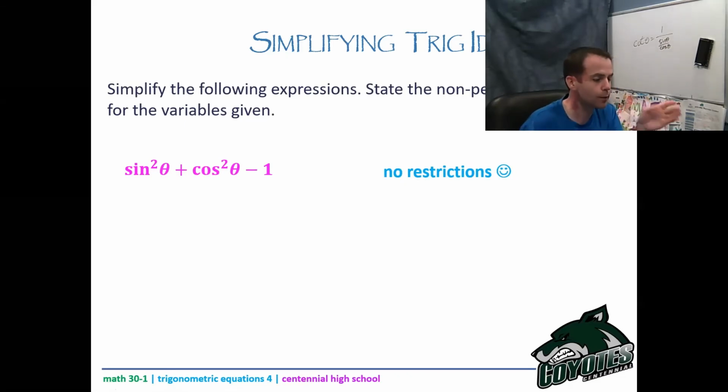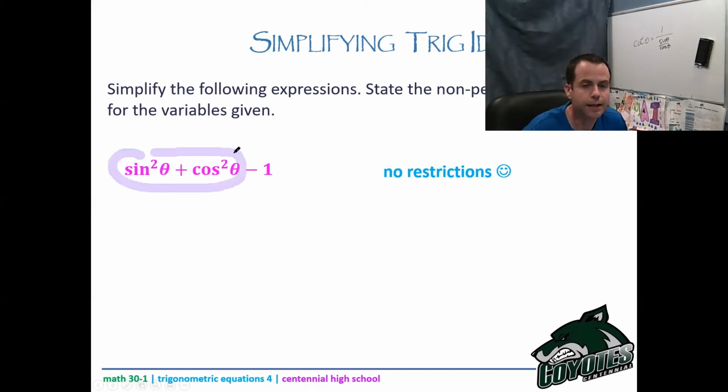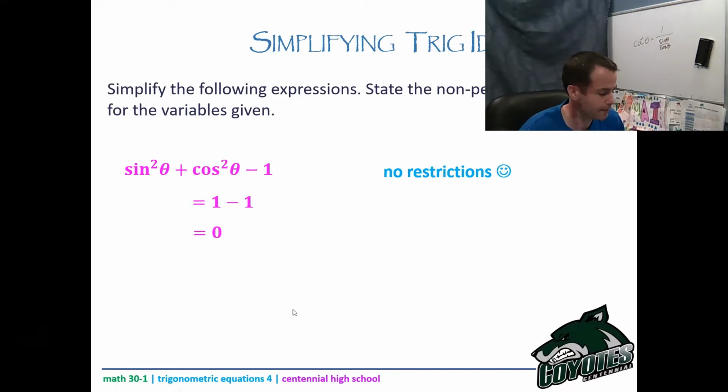Now, go to your formula sheet and say, what do I know? Do you see anything on this slide that's friendly and you see it on your formula sheet? Well, I see this staring at me on my formula sheet. Sine squared theta plus cos squared theta is 1. So anytime I see sine squared theta plus cos squared theta, I can change that to 1, which means I'm looking at 1 minus 1, which is 0. Okay? See? Easy. First one done. You got this.